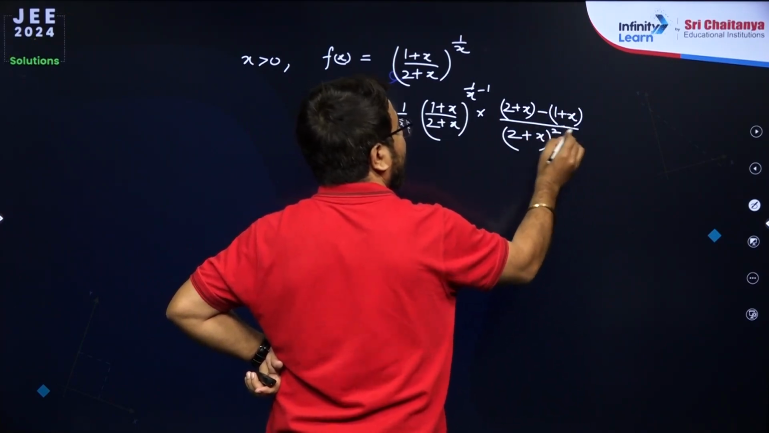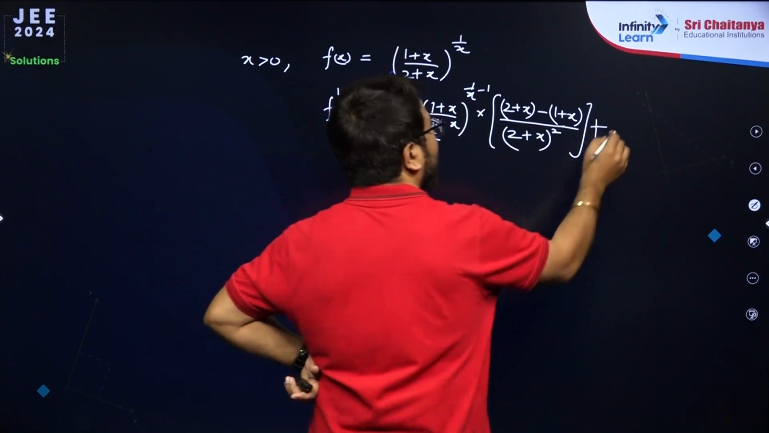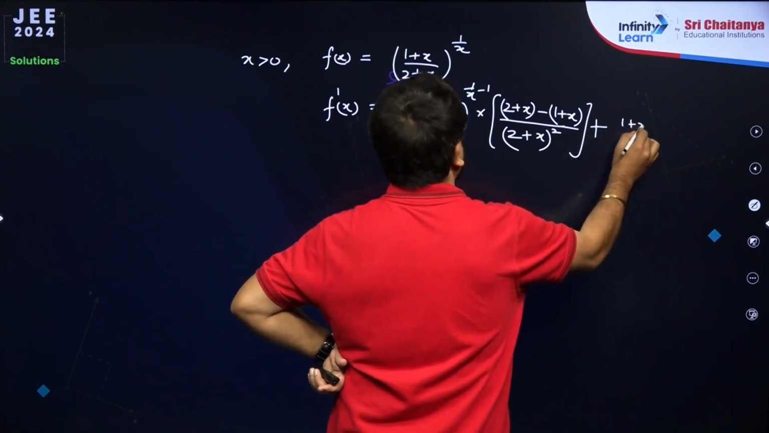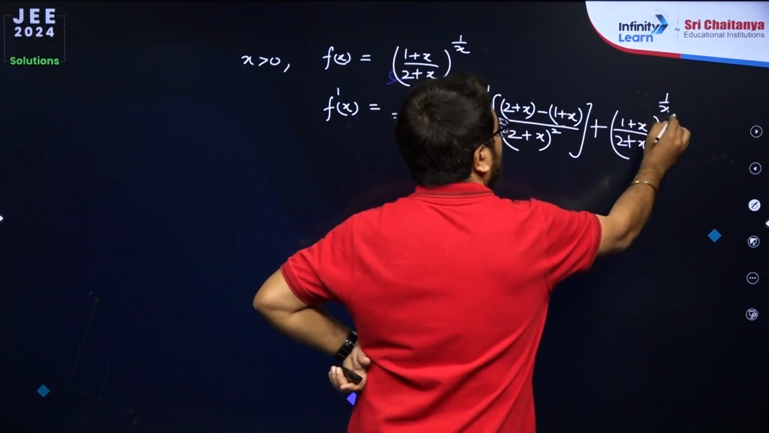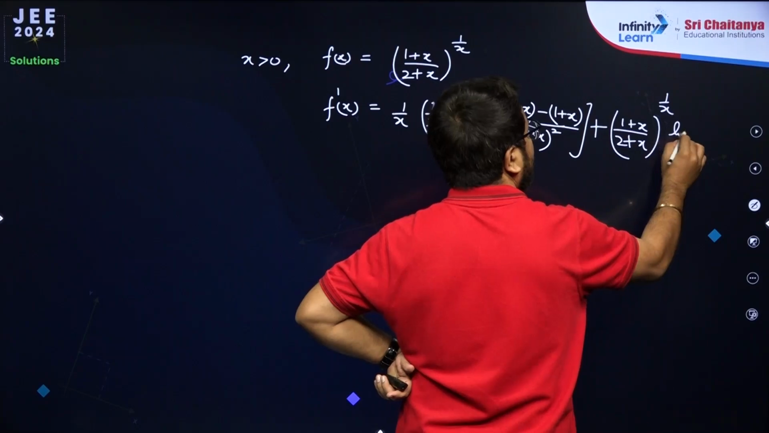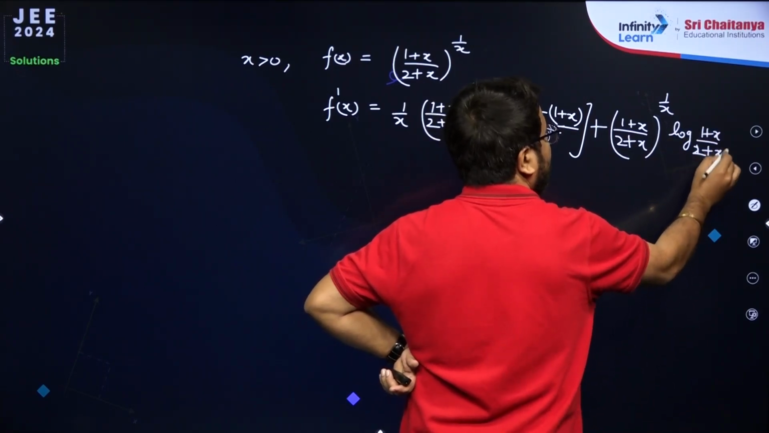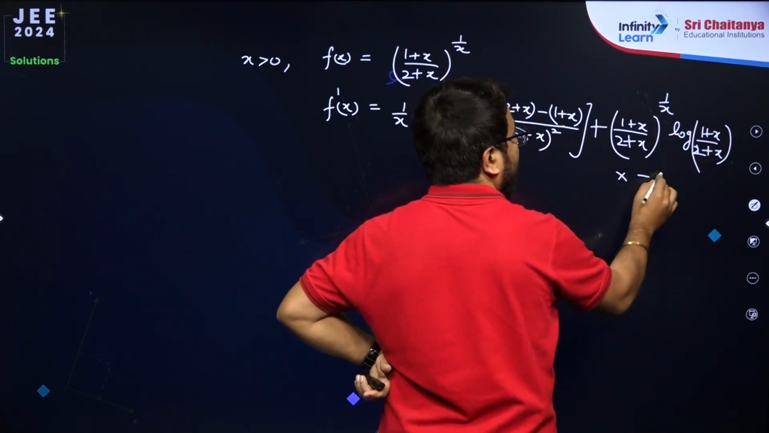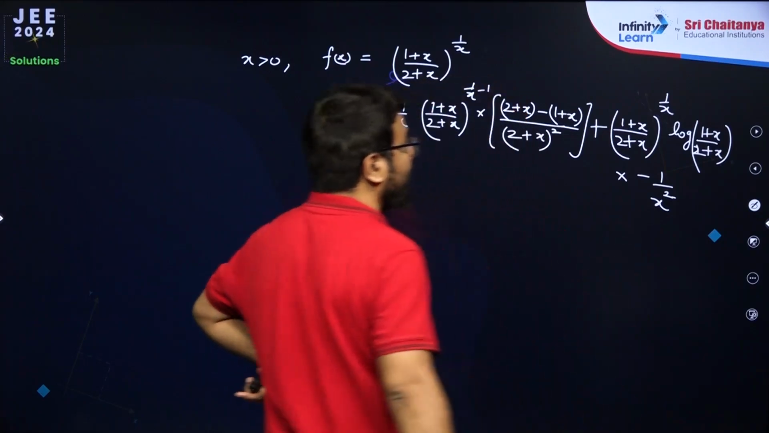Differentiation of 2 plus x will be 1. Okay, and then we need to apply plus. So it will be 1 plus x over 2 plus x raised to the power 1 by x into log of 1 plus x over 2 plus x into differentiation of 1 by x, which will be minus 1 by x square. Are you getting my point? So this will be the complete derivative.